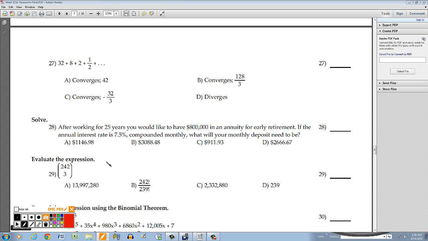It's going to converge to 32 divided by 1 minus 1/4. So 1 minus 1/4 is 3/4. Okay, invert and multiply, and that'll give me 128 over 3, or answer B.